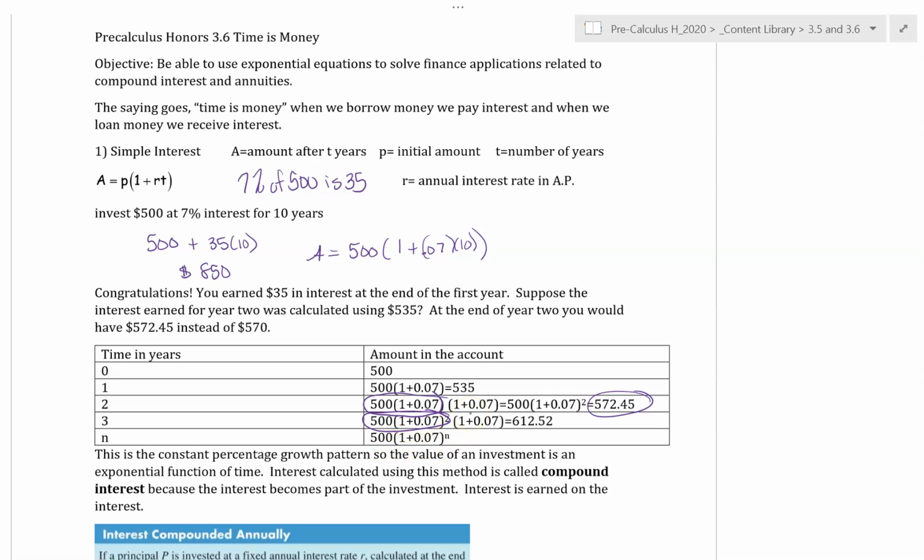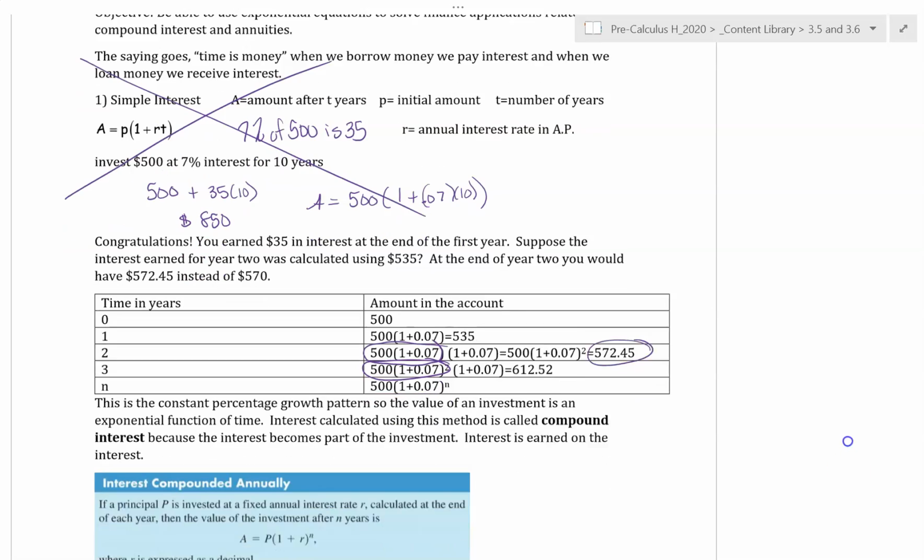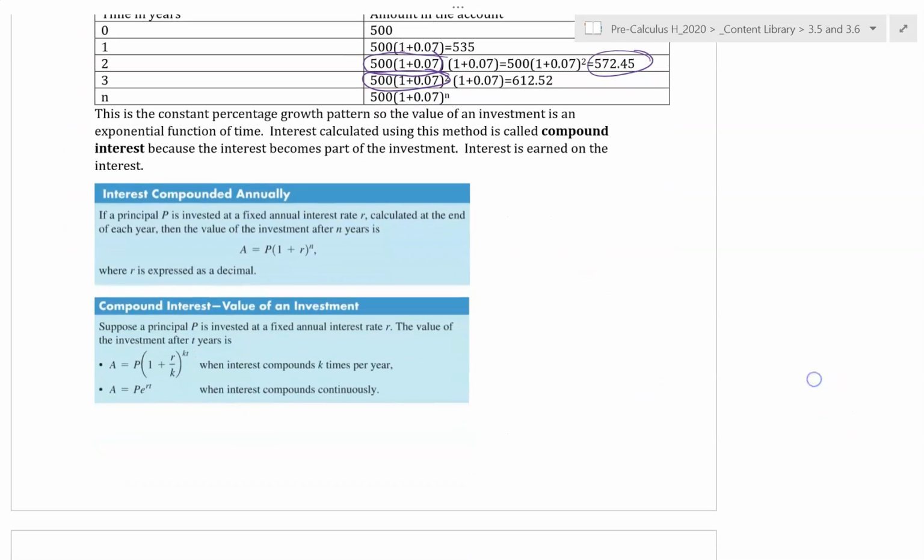So notice this is the constant percentage growth pattern. So the value of an investment is an exponential function of time. Interest calculated using this method is called compound interest because the interest becomes part of the investment. Interest is earned on the interest. So simple interest, we're not going to talk about that ever again. We are going to talk about interest compounded annually. So go ahead and pause the video and take a look at the formulas in the blue boxes.